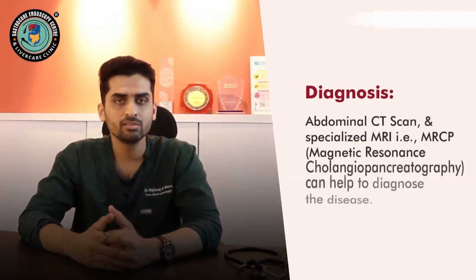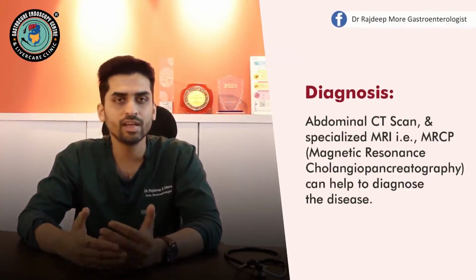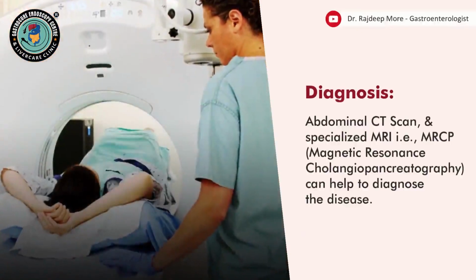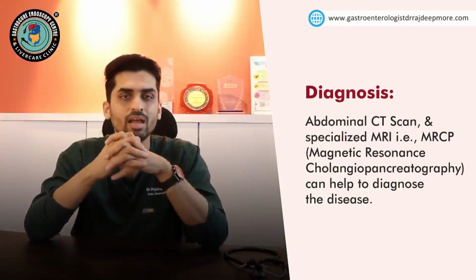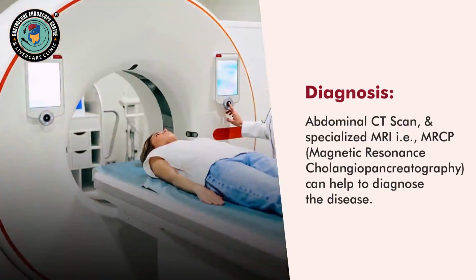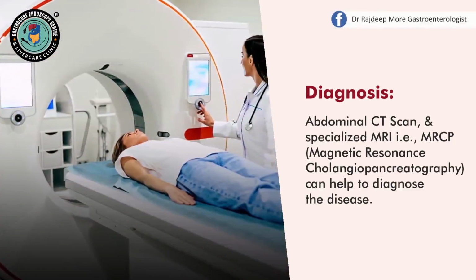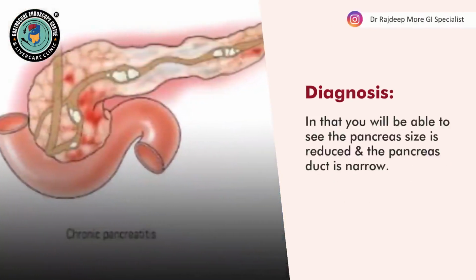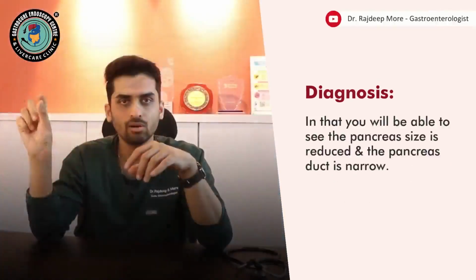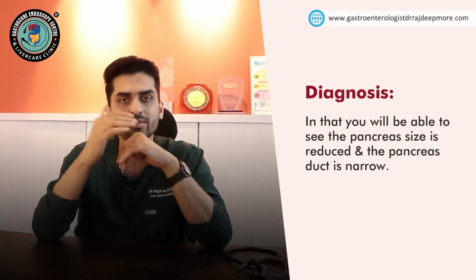Now how do you diagnose cases of chronic pancreatitis? So chronic pancreatitis is firstly diagnosed on imaging studies. So CT scans and MRI scans are very important. The CT abdomen as well as a specialized MRI called as an MRCP. So that is magnetic resonance cholangiopancreatography. So that is a specialized MRI only for the pancreas and the bile duct. In that you can see that the size of the pancreas has reduced, the pancreatic duct is narrowed, and these are all the changes that you will see on imaging.